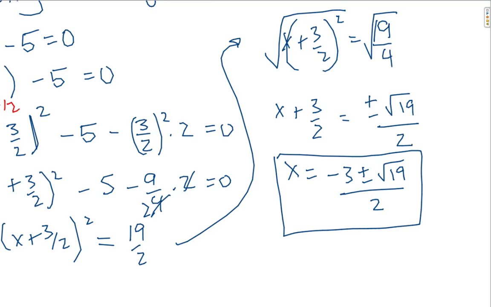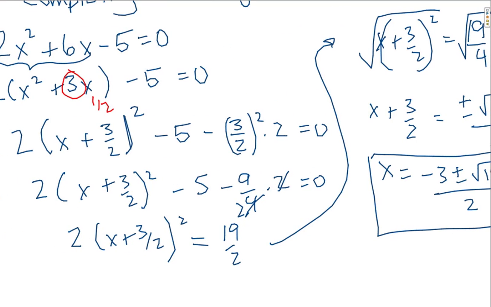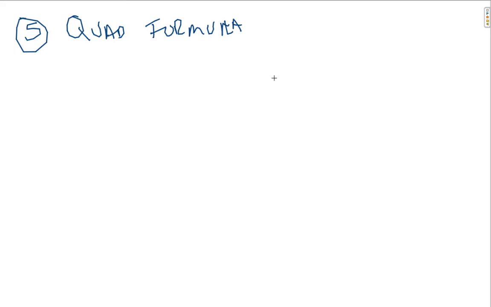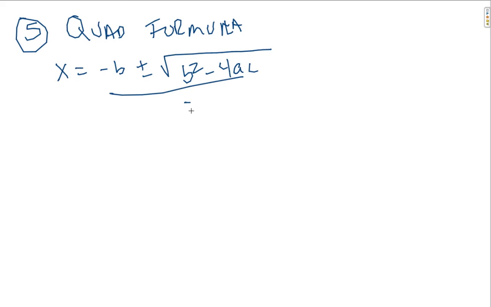Now we have yet a fifth way, and the fifth way is the quadratic formula. The quadratic formula you all know to be x equals minus b plus or minus the square root of b squared minus 4ac, all over 2a.